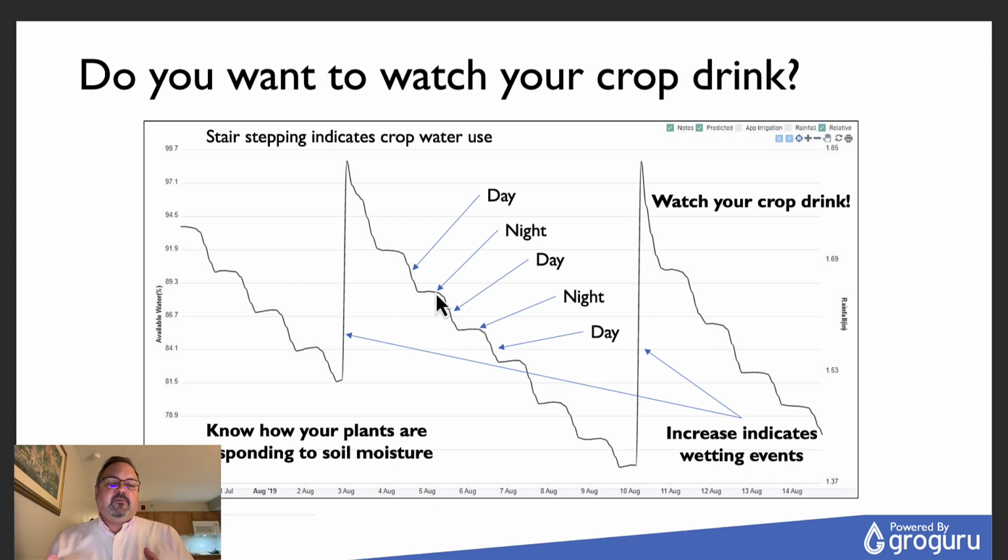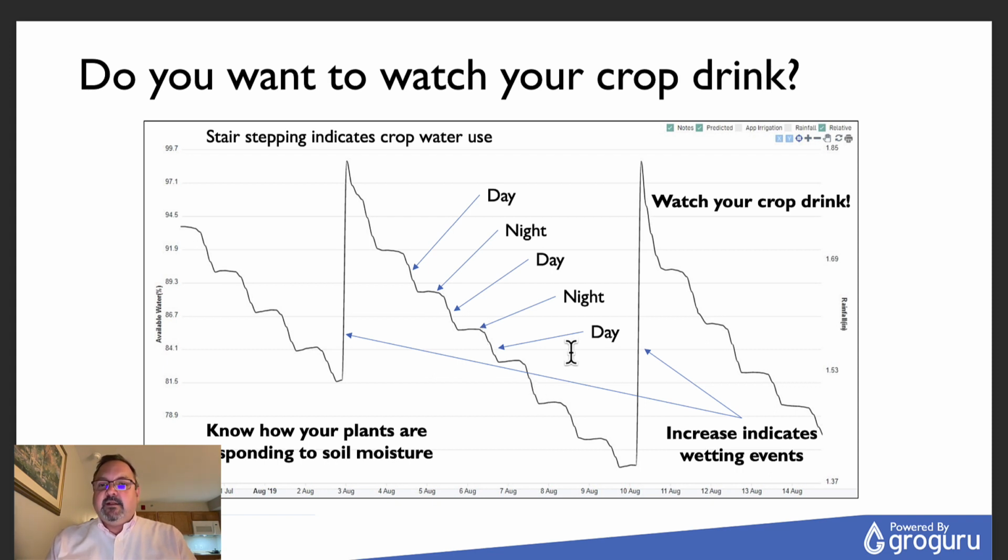Now, we can do this because we're pulling data from the probe every 30 minutes. Every 30 minutes, the system is pulling up information right out of that root zone, exactly how the plants are responding to the environment, to the conditions of that day, to the access that they have to water. So we're actually watching plants a lot more than just soil moisture. Reality is we can't see the moisture. We can see what the plants do in the moisture that they have. That's really what we're looking for.